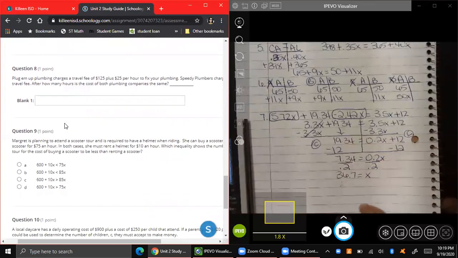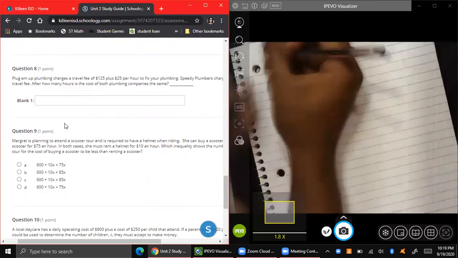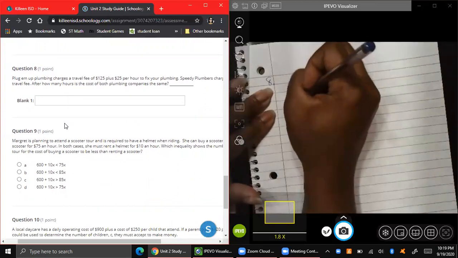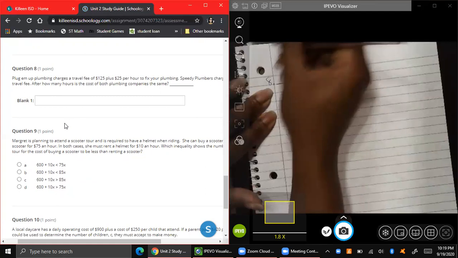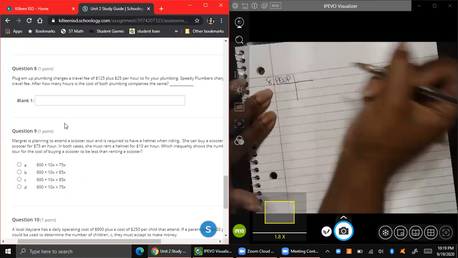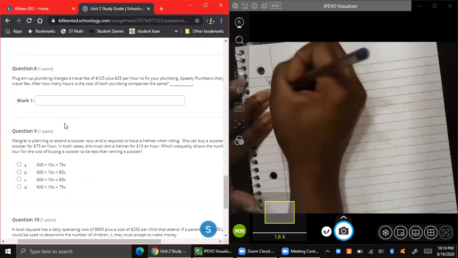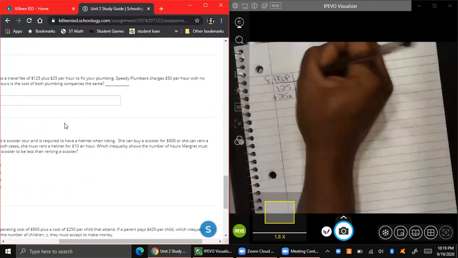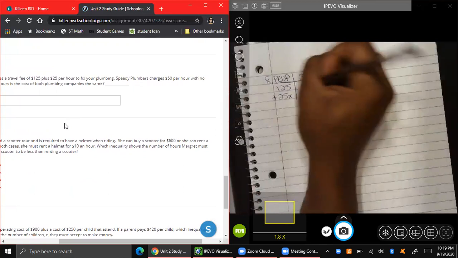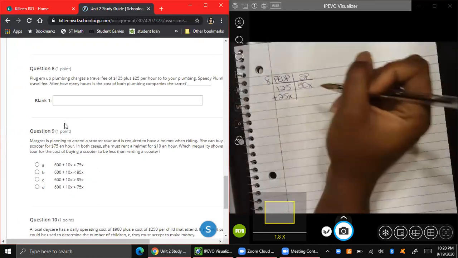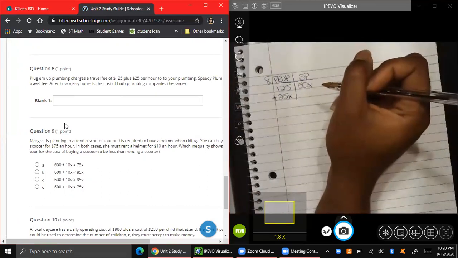Number 8, it says Plug 'em Up Plumbing charges a travel fee. So I have a word problem coming up, so I'm going to go ahead and start setting this up. Plug 'em Up Plumbing charges a travel fee of $125. So just to come to your house, they charge $125 plus $25 per hour to fix your plumbing. Speedy Plumbers charges $50 per hour with no travel fee. So that's it. After how many hours is the cost of both plumbing companies the same?